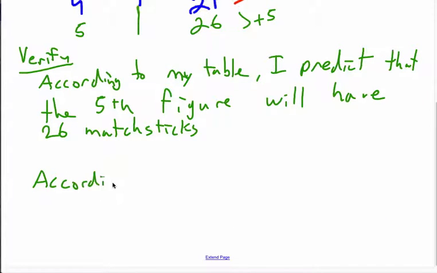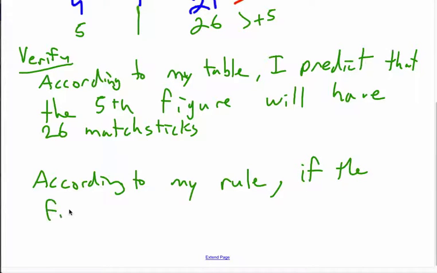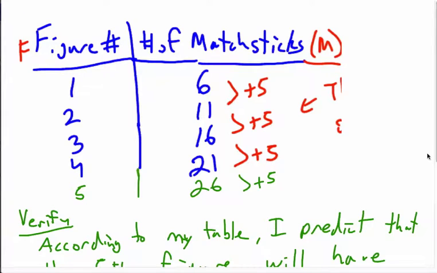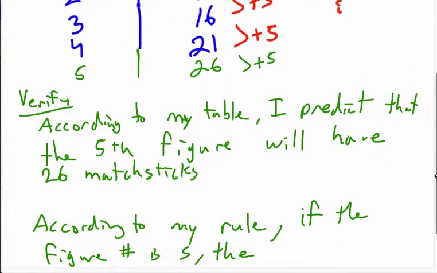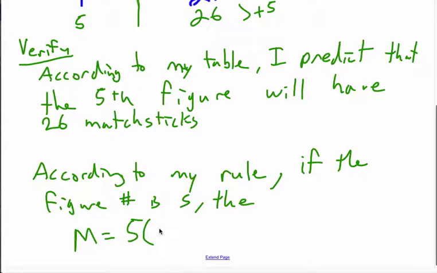Now, according to my rule, if the figure number is 5, then m equals... remember our rule was 5f plus 1, right? So we're going to do 5 times the figure number, which is 5, plus 1, which is indeed 26.